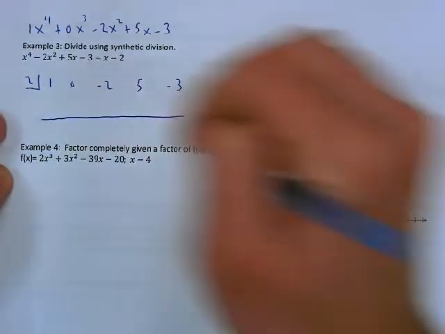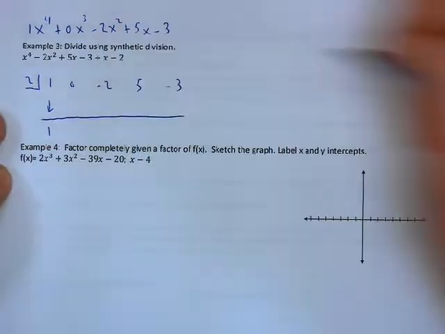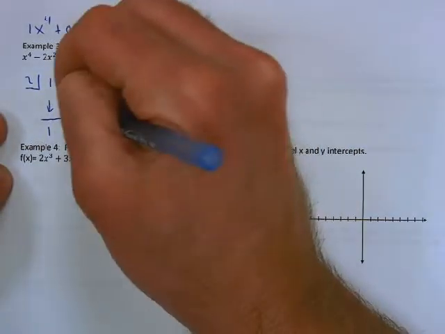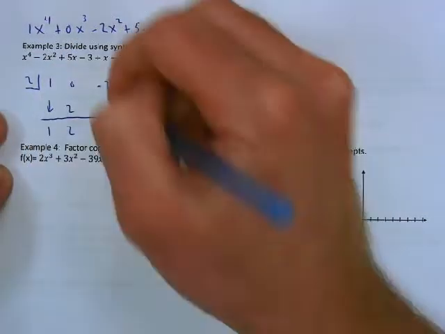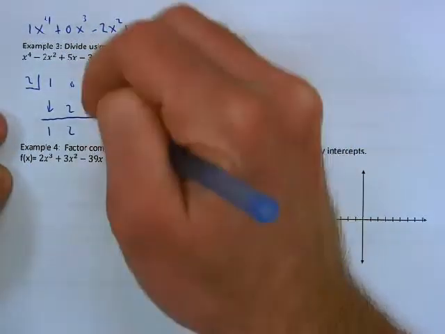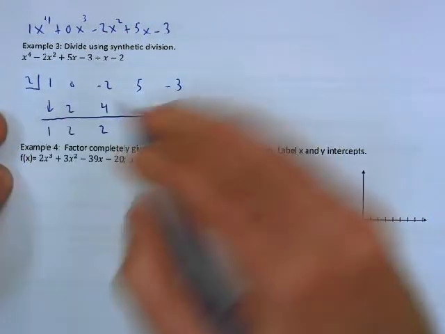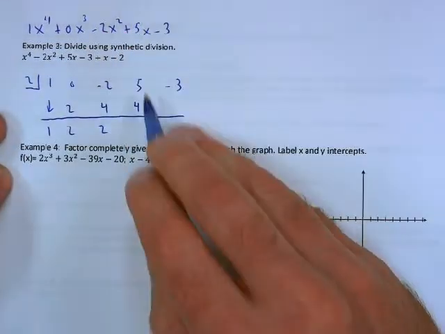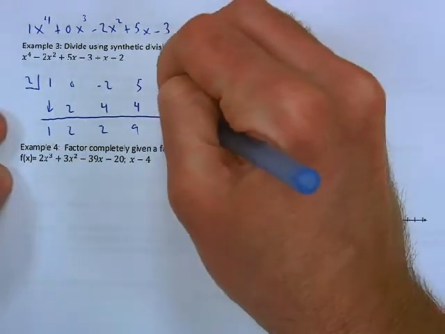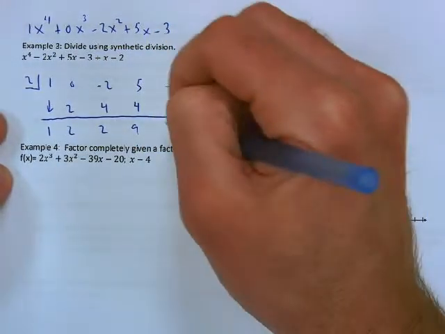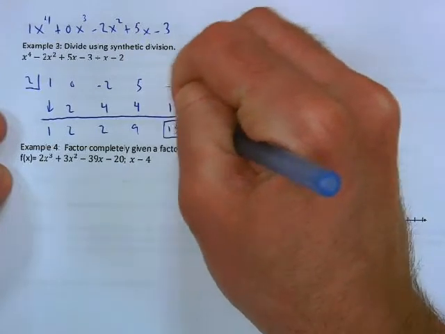All right, next draw our line. So we bring down the first number, we get a 1. 1 times 2 is 2. 0 plus 2 is 2. 2 times 2 is 4. Negative 2 plus 4 is positive 2. 2 times 2 is 4 again. 5 plus 4 is 9. 9 times 2 is 18. And then negative 3 plus 18 is positive 15. So we got a remainder of 15.